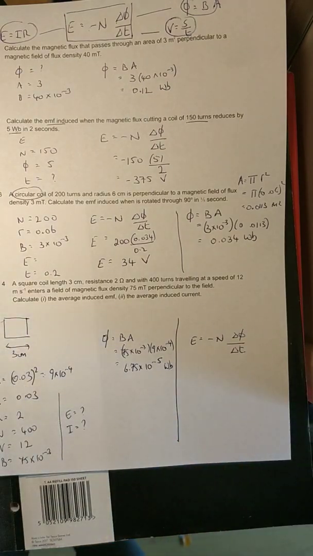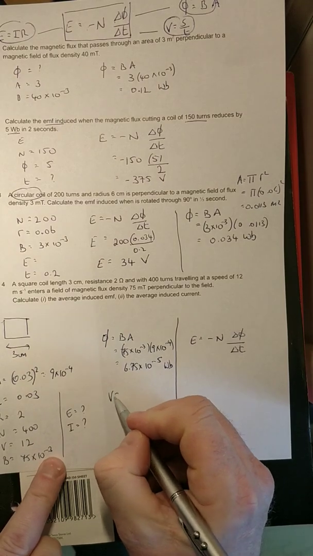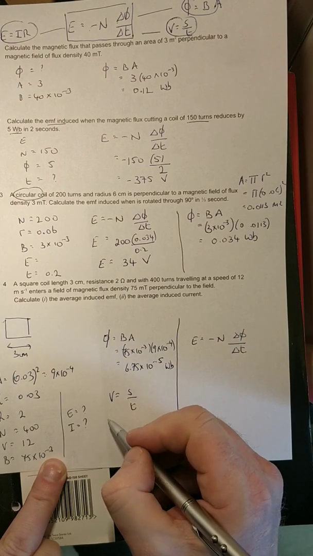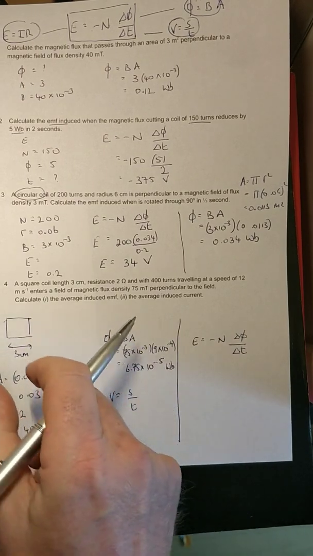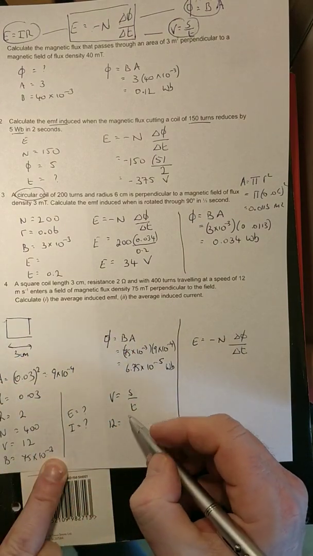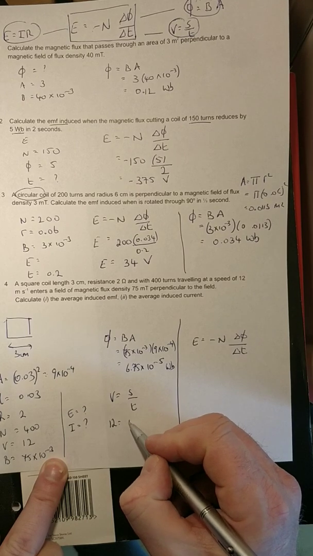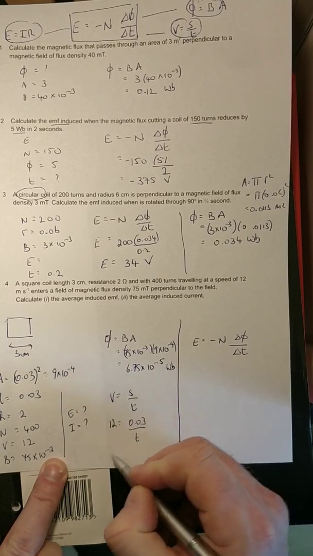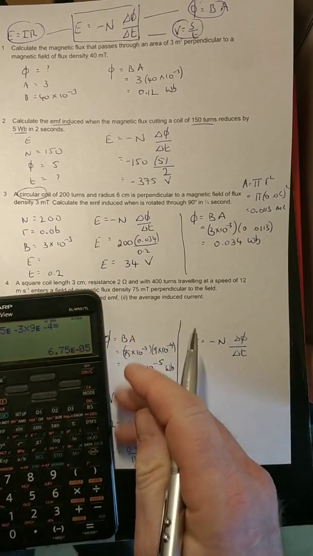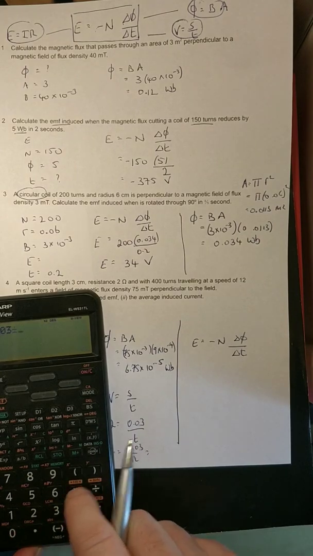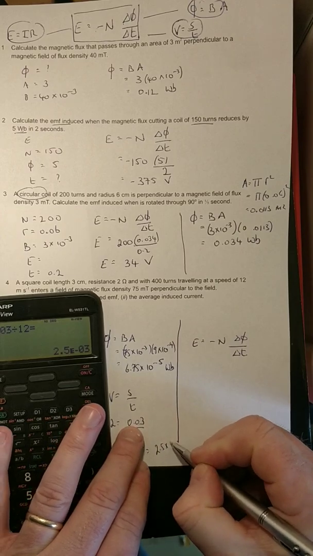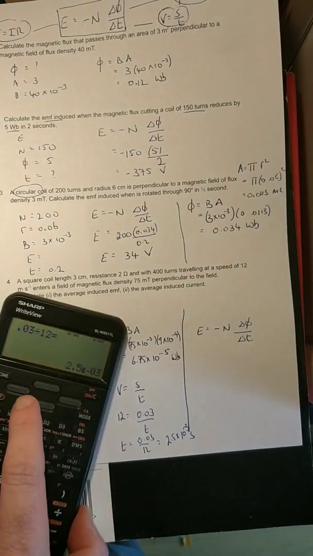We also don't have the time. Remember, if we don't have the time, we use velocity as distance over time. We were given the velocity, which was 12. The distance travelled from when it wasn't in the field to when it was in the field completely is the length of the coil, which is 3 centimeters. So that's 0.03 divided by the time. So the time will be 0.03 divided by 12. Okay, so we're getting 2.5 by 10 to the minus 3 seconds. So now we're in business.